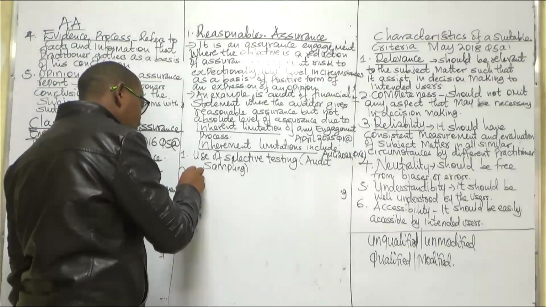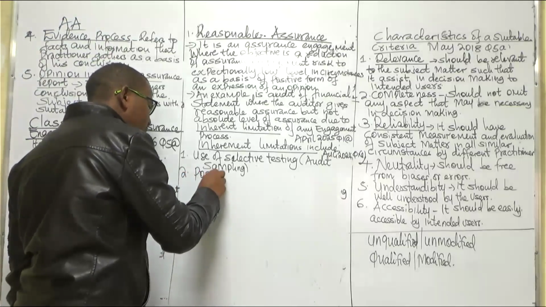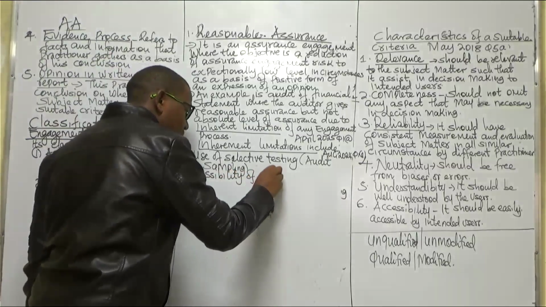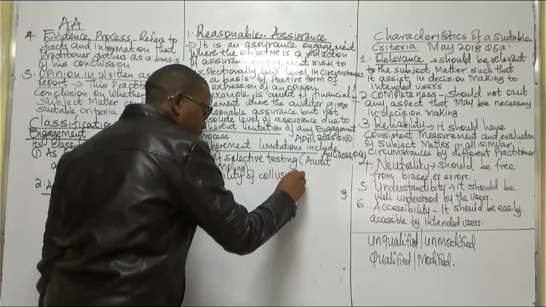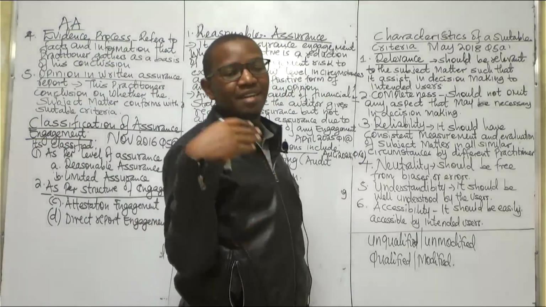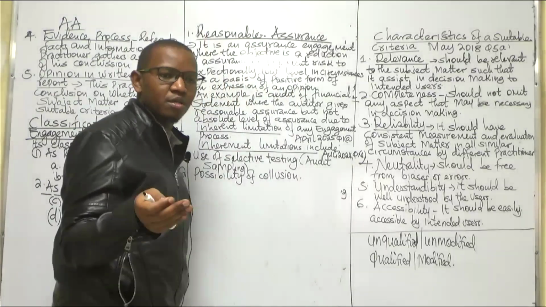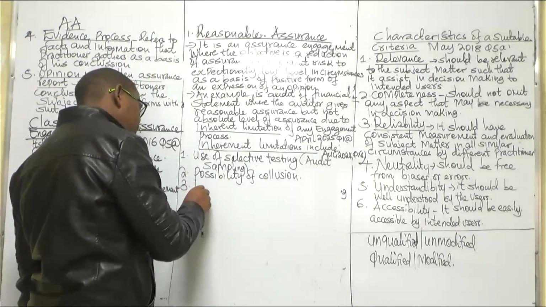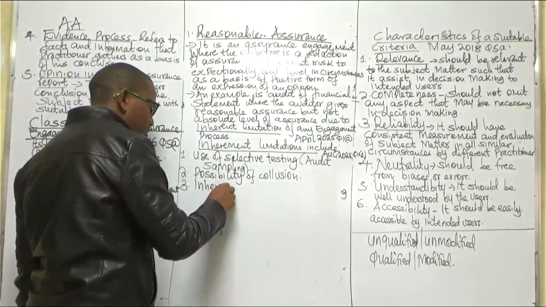Number 2, there is what we call the possibility of collusion. This is where the auditor may collude with the management and give a misleading report.